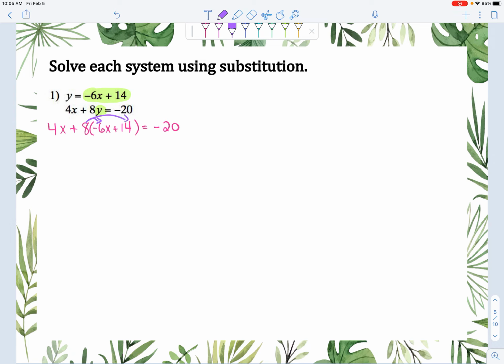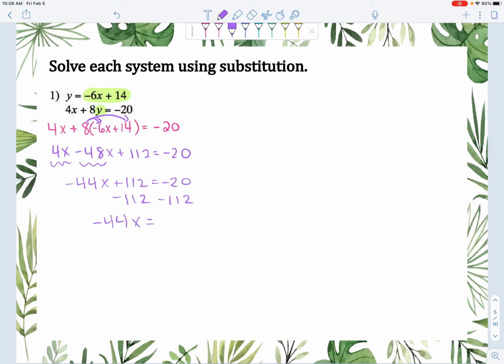I can distribute first. Oops, it's going to be a minus 48x plus, I believe that's 112. Let me double check. 8 times 14 is 112 equals negative 20. I'm going to combine my like terms. It's going to give me negative 44x plus 112 equals negative 20. And I'm going to solve the two-step.